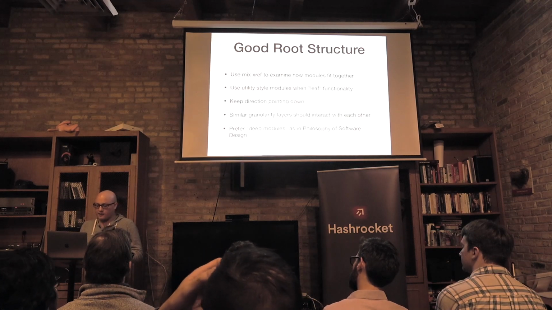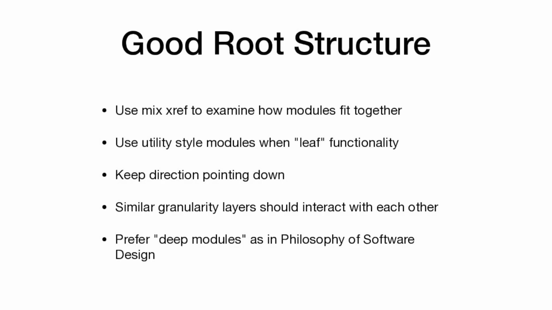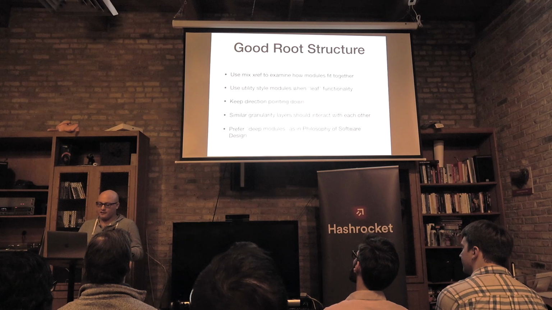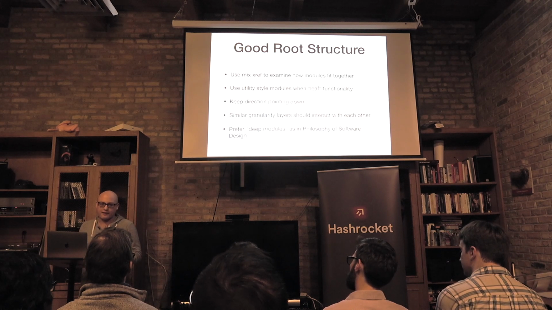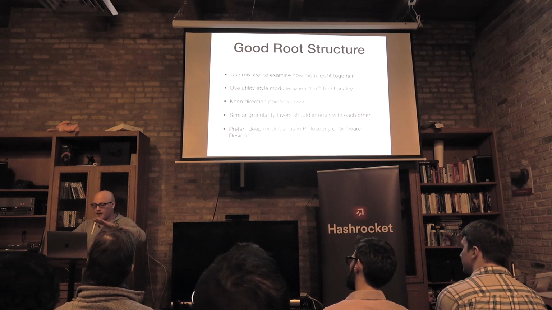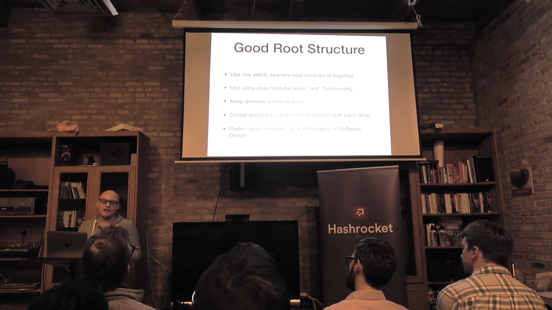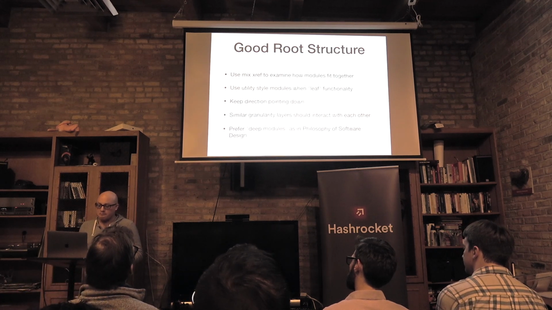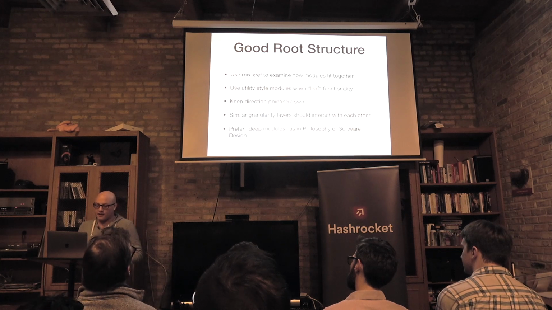And similar granularity layers should call each other. So you shouldn't be reaching down to really base util classes really high in your application, and you shouldn't have util classes reaching into crazy areas that they otherwise should not even know exist. Keeping the layers of interaction at the same level, I find, is a good idea.